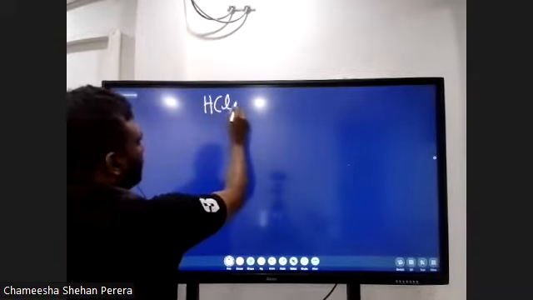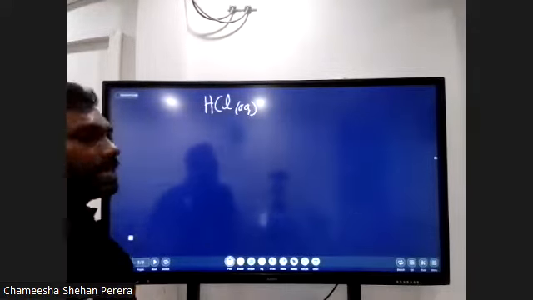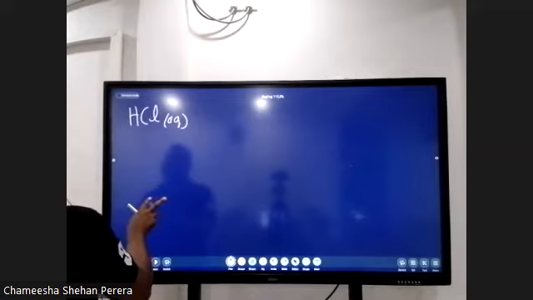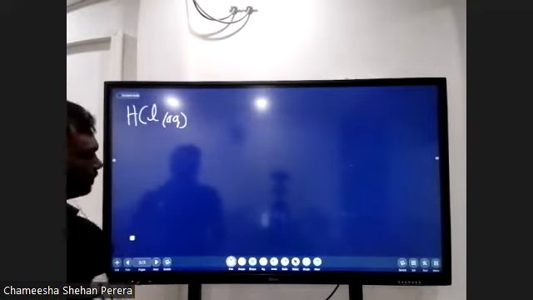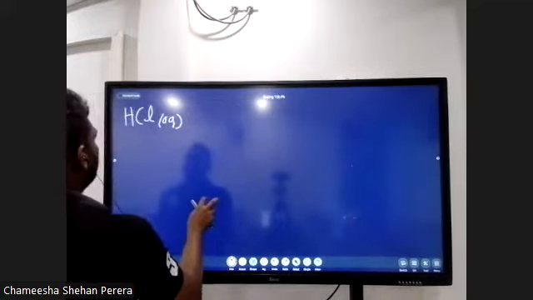HCl, okay, that is aqueous. So write it like this: Determination of the heat exchange during the reaction of HCl aqueous plus NaOH. Sorry, don't write plus, HCl and NaOH. You can write in the heading HCl and NaOH, but in the reaction you have to write it like this.